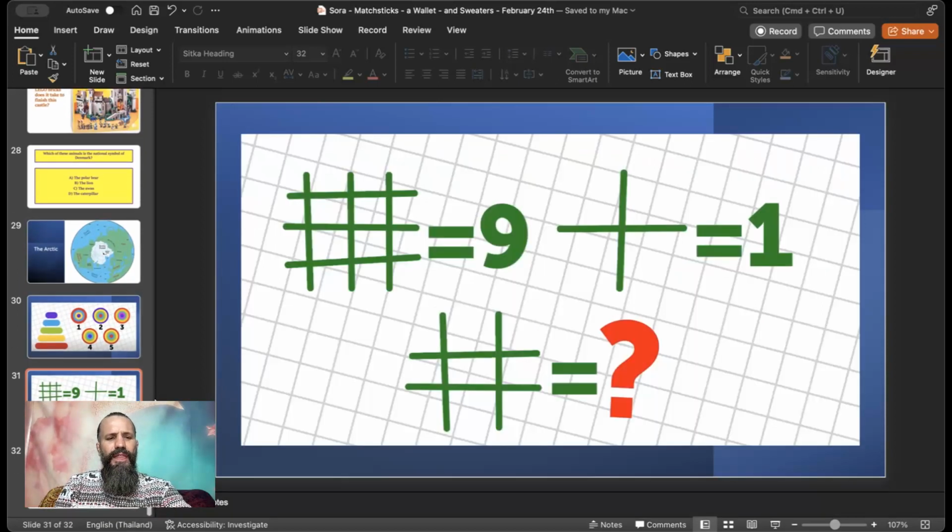This one is each picture. If this is 9 and this is 1, what is this? The answer is 4, right? Based on vertices, right? These little things right here, how many vertices there are.